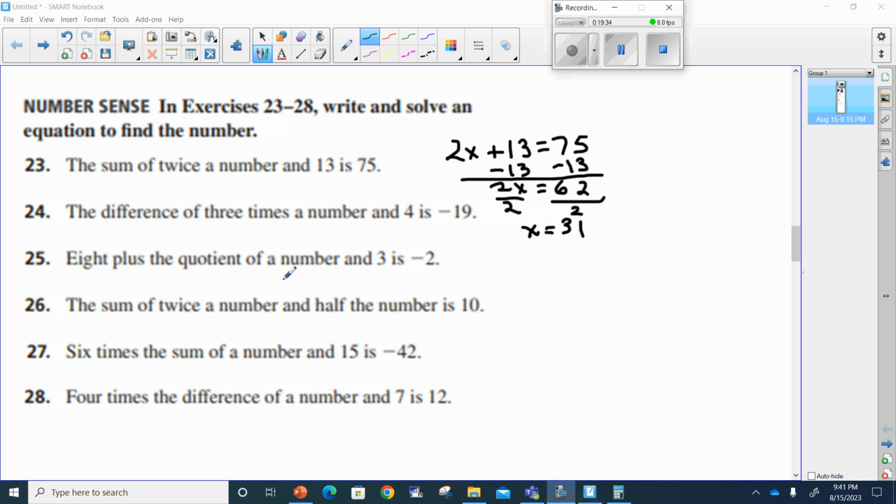All right, let's do number 25 over here. 8 plus the quotient of a number and 3. The quotient of a number means a quotient is the answer to a division problem, right? A number and 3 would be some number divided by 3, right? It says 8 plus the quotient of a number and 3. So I am thinking this is going to be plus 8 indicates equal negative 2.